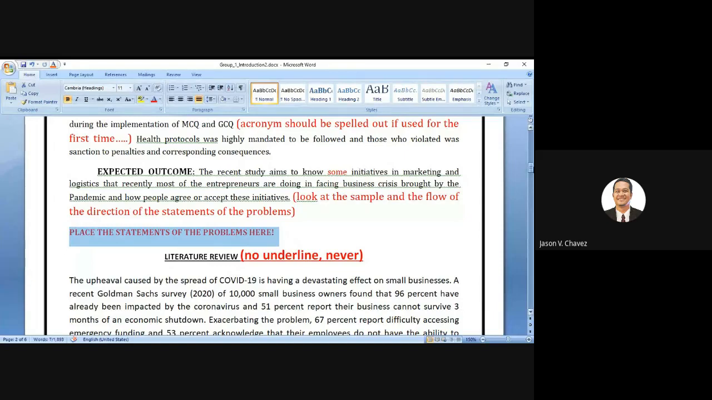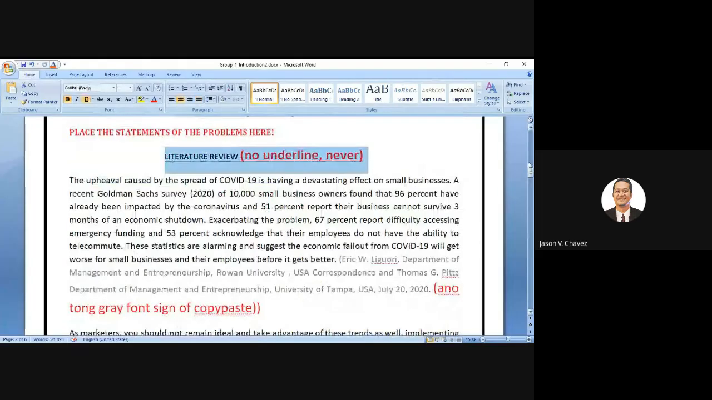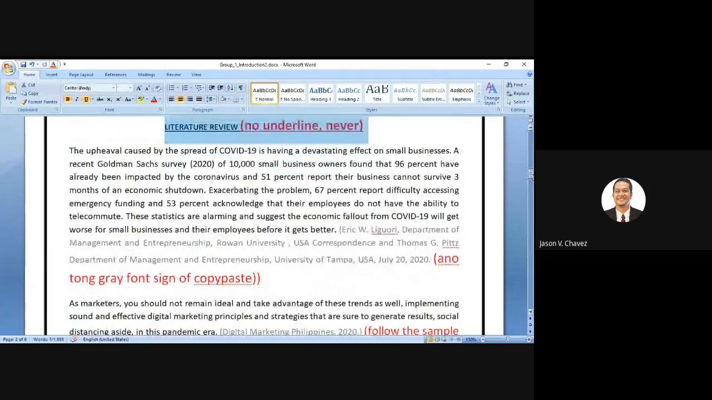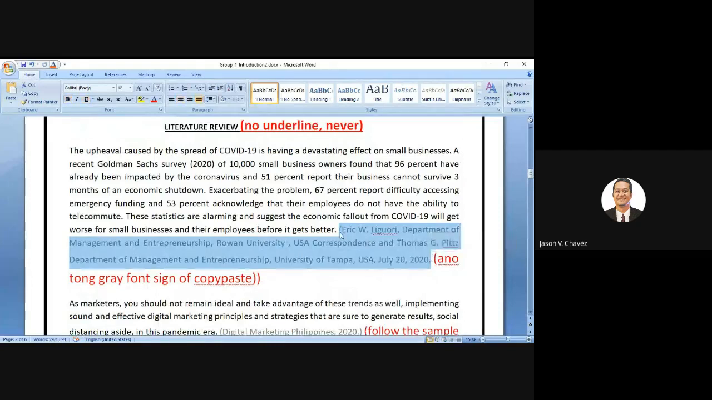Literature review. Okay, so no underline again. No underline. Okay. So I see some gray font. I have been checking outputs for how many years, and I practice and I train people for journalism and writing. So there are, I'm not perfectly a detector, but these are red flags in terms of copy paste and potentially plagiarisms, no? So yeah, they are, no?